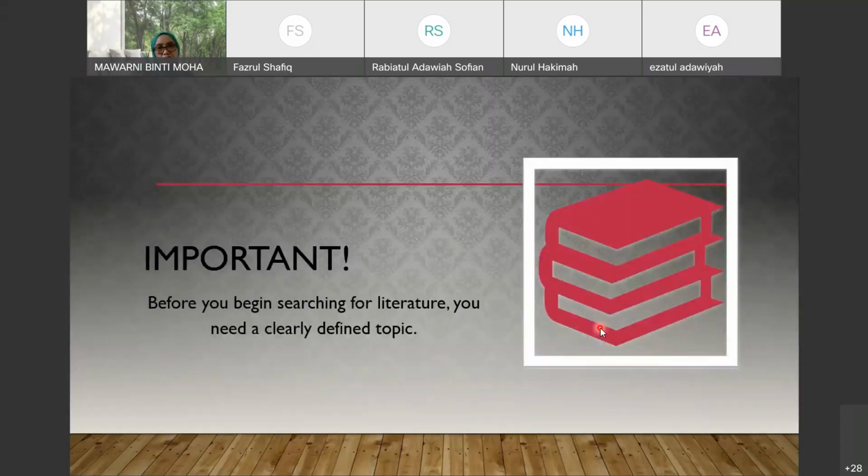Okay, so before you begin searching for literature, you need a clearly defined topic, and I'm sure at this stage you already have your clearly defined topic, and it's not really a problem for you to put down the items or the list of what you want to do in your chapter 2. Okay, you already put it in the table of contents, nicely prepared. All right, organization is very important. It means that you organize your thoughts well. Okay, and then your writing also follows the steps that you need.